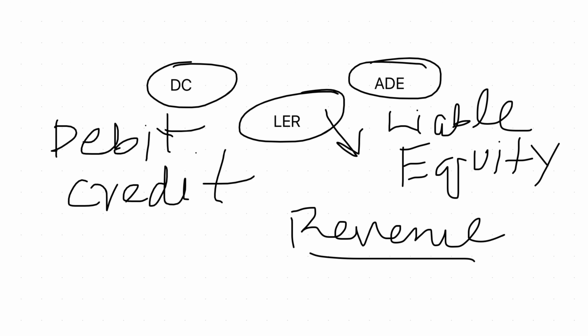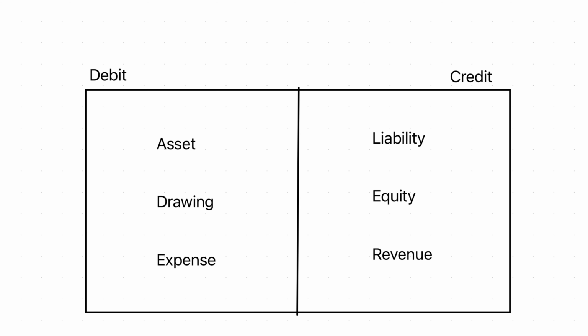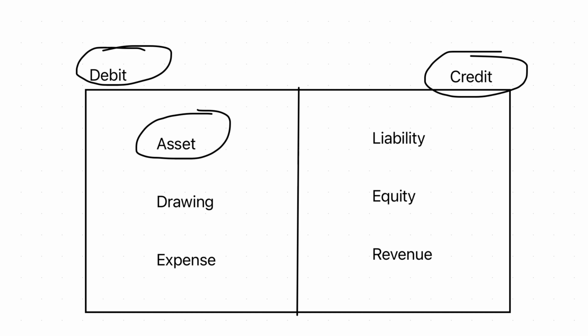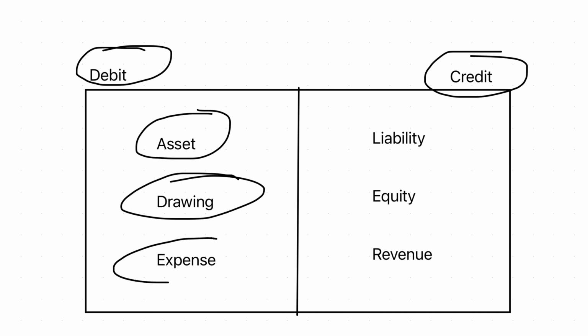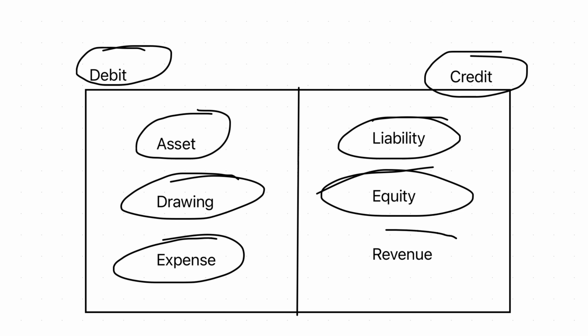So if we talk about which account should be debited and which should be credited, it must be kept in mind that DC add LUR is the code that will identify which account should be debited and which should be credited. Now here we make a difference between the debit side and the credit side. D for debit, C for credit, A for asset, D for drawing, E for expense. In the same way, L for liability, E for equity, and R for revenue.